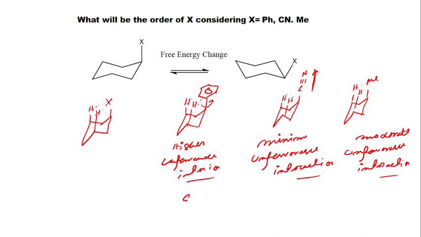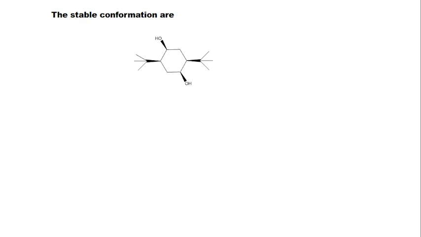So the order of X will be Ph, and then it will be methyl, and then it will be Cl. Next, we see the correct order of stability of the following cyclohexanes. So this is quite an interesting question.